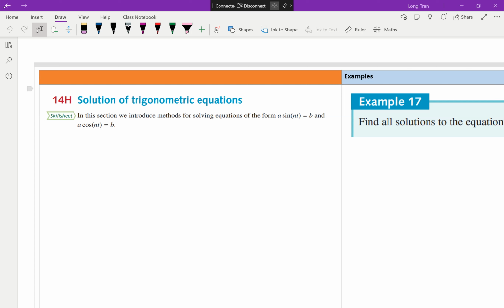Have a look at 14H. 14H, this is the skill where you're applying how to solve circular function equations. Kind of like what you did with logarithmic and exponential equations. You learned the rules and then you solved, right?